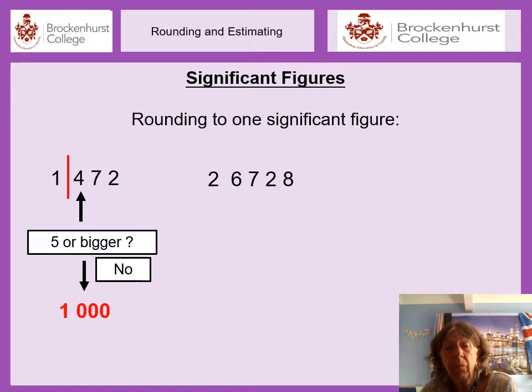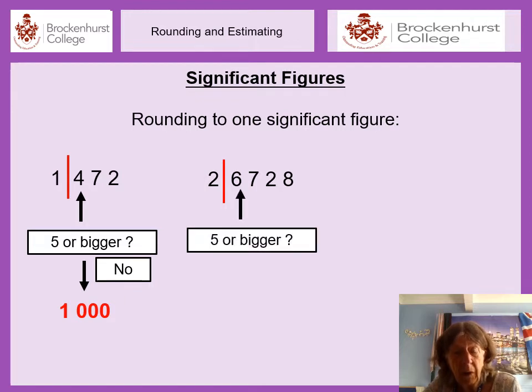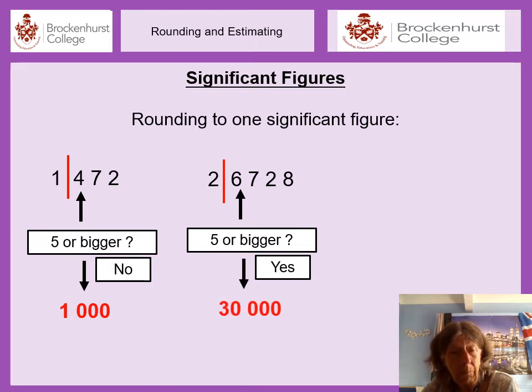Looking at the next number, 26728. We want to round this to one significant figure, so we put the line after the 2. We look at the number after the line, which is a 6. We ask, is it 5 or bigger? And the answer is yes. So we round the number in front of the line up, and the 2 becomes 3, but we must have the zeros to give us our place value. So we need to put 4 zeros there to give us 30,000.